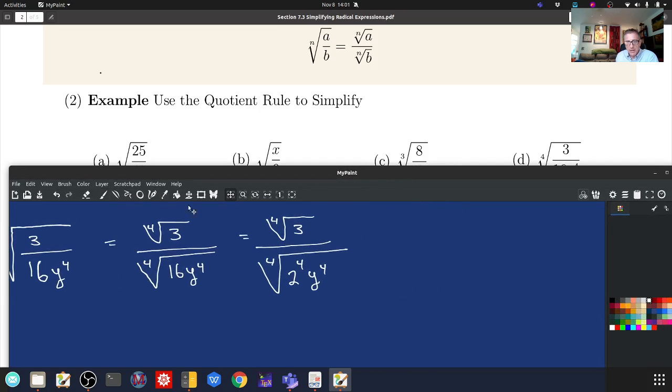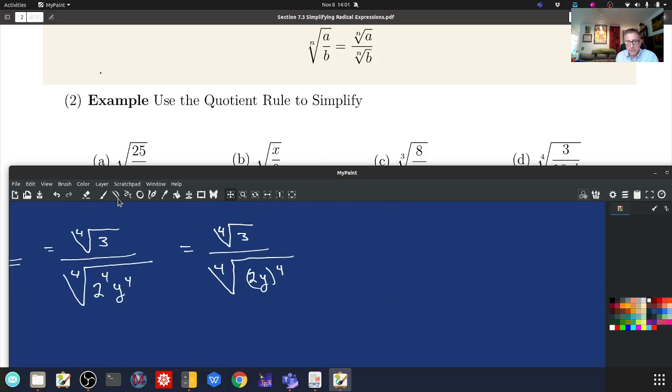I'm doing this in steps. You're okay to skip some of these steps. Again, we've already stated that the numerator cannot be simplified. But using just the regular exponent rules, 2 to the fourth times y to the fourth is 2 times y to the fourth. So we're almost ready for one last simplification.